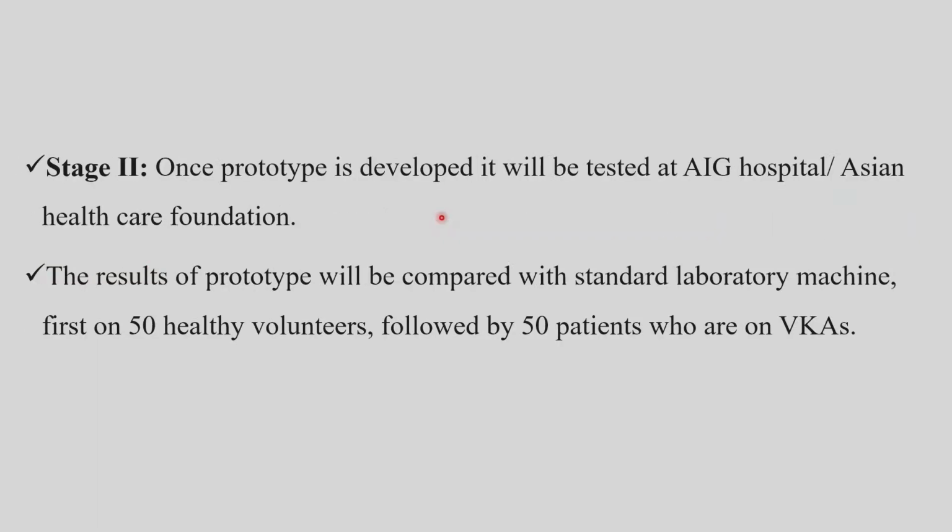Once they manufacture the prototype in the institute, we can check the efficacy and how it is working. In stage 2, once this device is available, we can check it with healthy volunteers first. And once we are sure that the machine's efficacy is good, we can check it on patients who are on vitamin K antagonists.